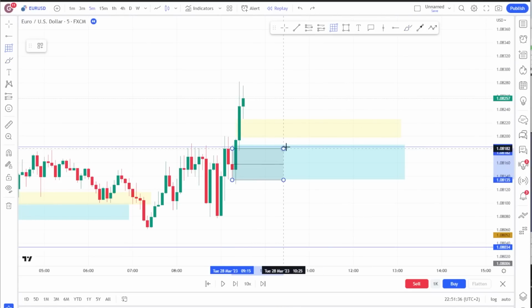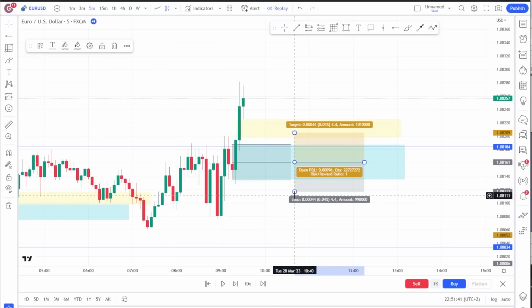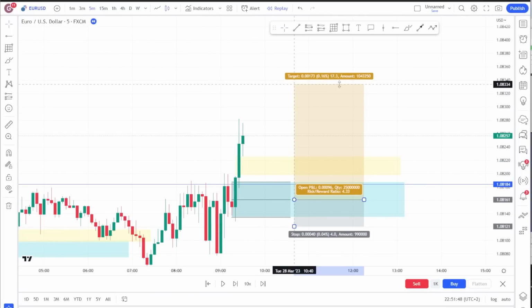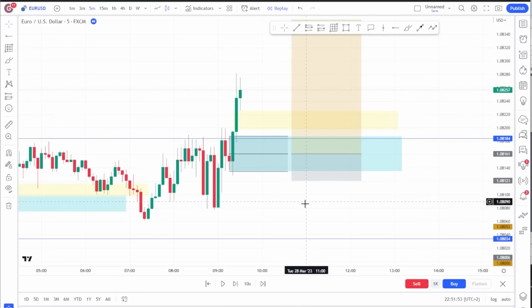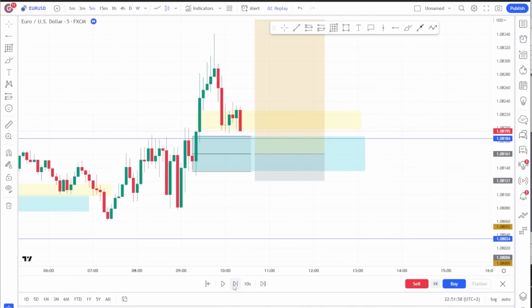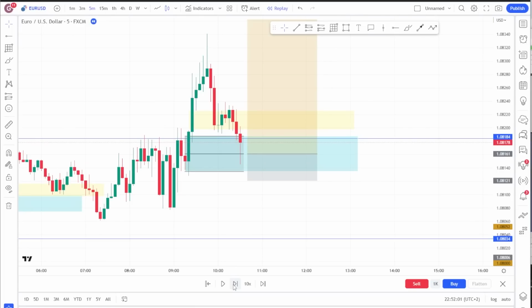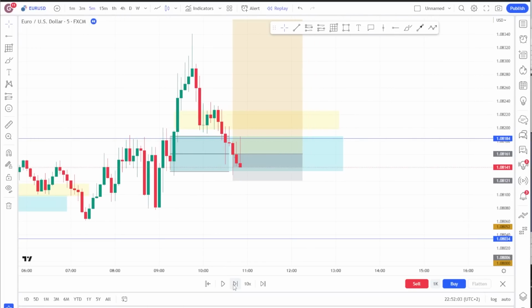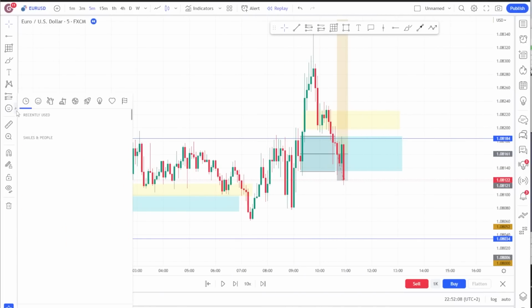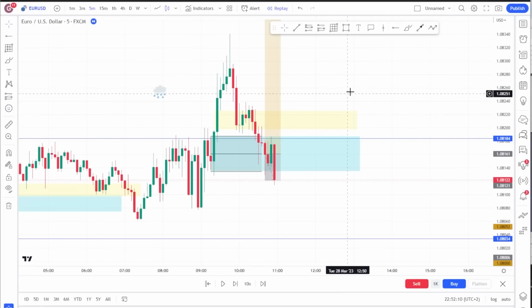Again, we will enter at the 50% of the zone. So we will enter here with our stop 0.5 pips just below, and we'll be targeting 5 risk reward like so. Let's see. Okay, so we tagged in now and tagged out just like that. So we've taken a loss on that trade.